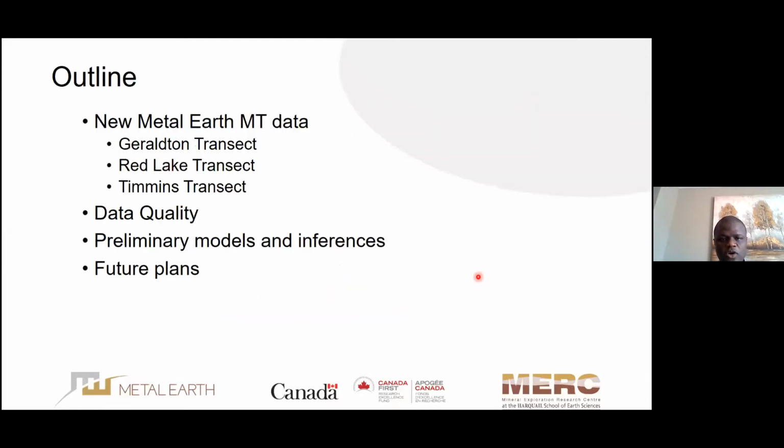So I will focus mainly on the recent data acquired around the Geraldton, Red Lake, and Timmins Transect. We'll touch on the data quality, the preliminary models produced for the purpose of this meeting, inferences that can be drawn from such models, as well as the future plan for the projects.